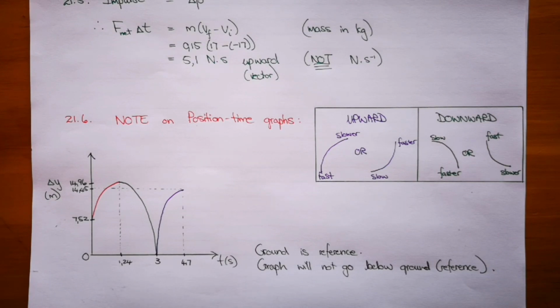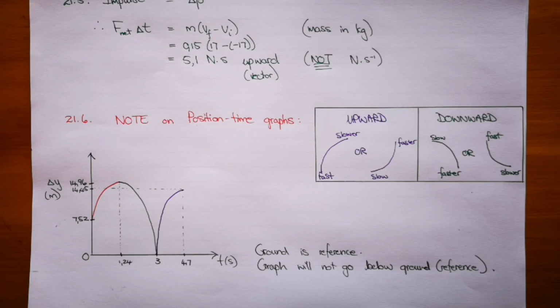I would just like to look at a little summary note for position time graphs. With a graph that has acceleration, your velocity time graph will be a straight line and the gradient will give you the acceleration. With a position time graph or a displacement time graph, you will always have a curve. Now here are four little graphs that will really help you with this. It's all you have to remember.